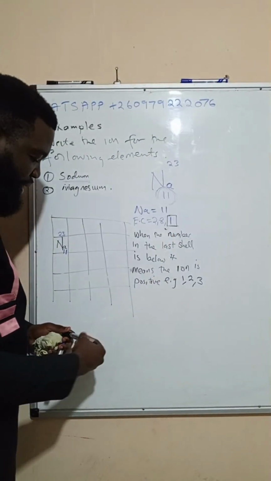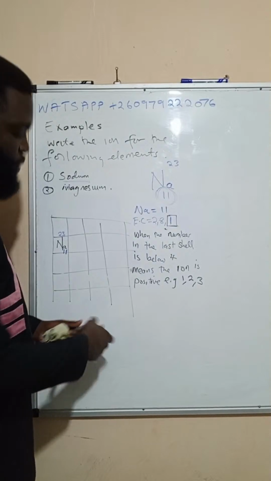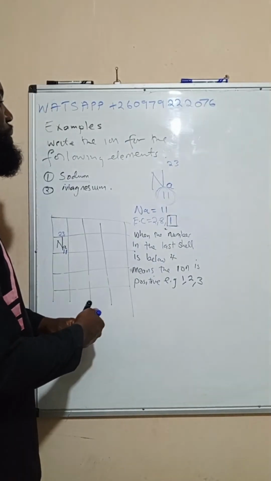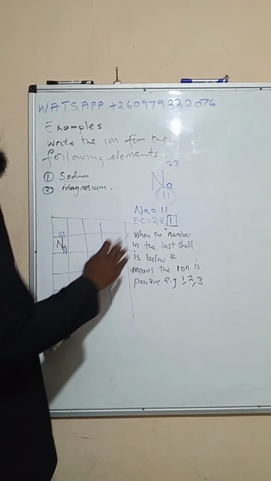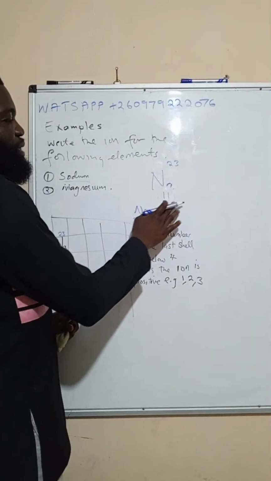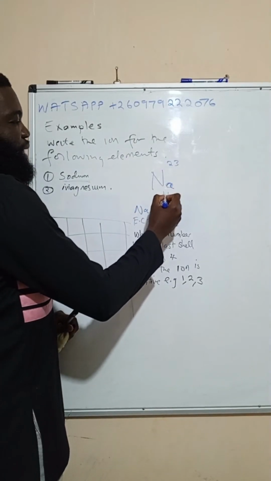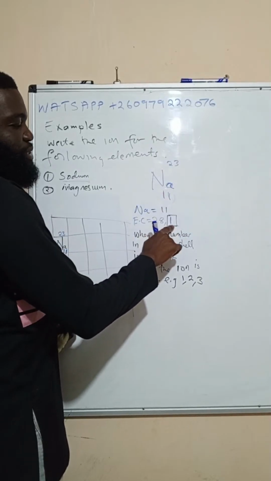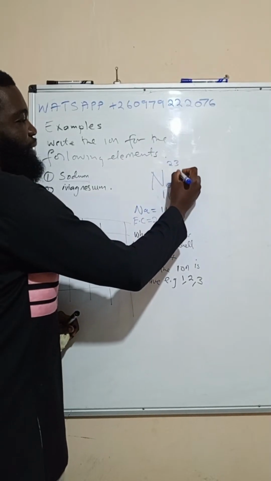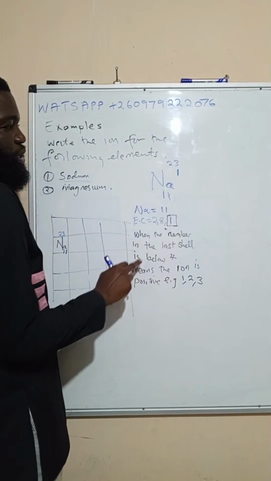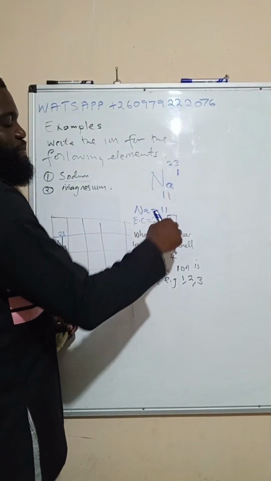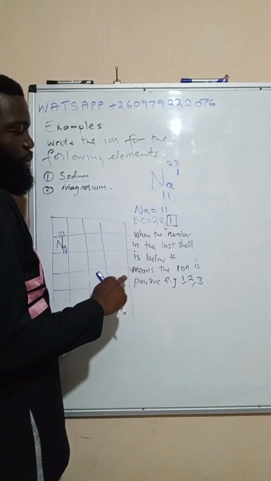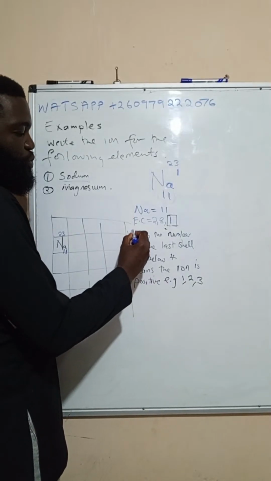So when I'm writing the ion for sodium, it's going to appear like this. After writing this is the ion for sodium. I wrote it like this, but how do I put the ion? Since it ends with 1, I'll put 1 like this. I'll follow the rule. The last number, is it above 4 or below 4? It is below 4, so I'll follow this rule.